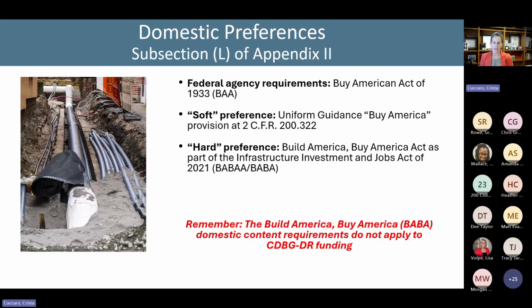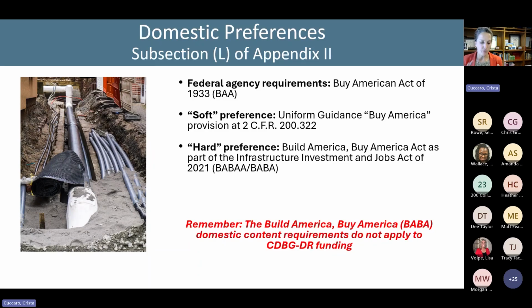We're not going to talk about that in detail. You don't need to know it. We also have what I've mentioned already, BABA, the Build America, Buy America Act, as part of the Infrastructure and Investment Jobs Act. I'll mention it again. BABA, that hard preference, meaning it is essentially a requirement, does not apply to CDBG-DR funding, right? But depending on the mix of federal funds, it could be a requirement, right?